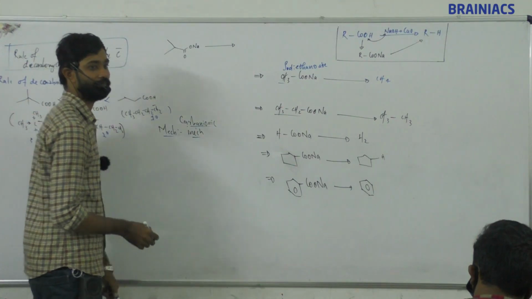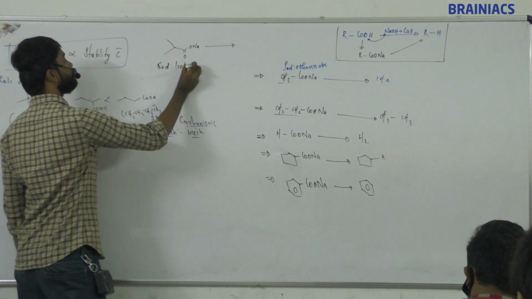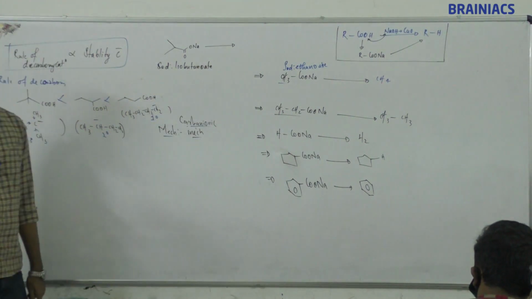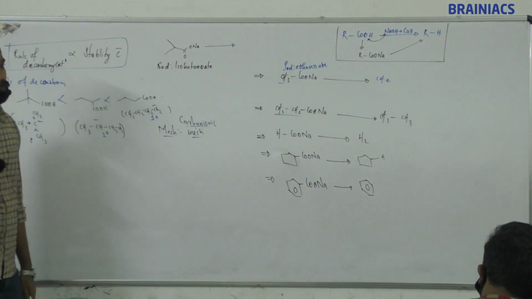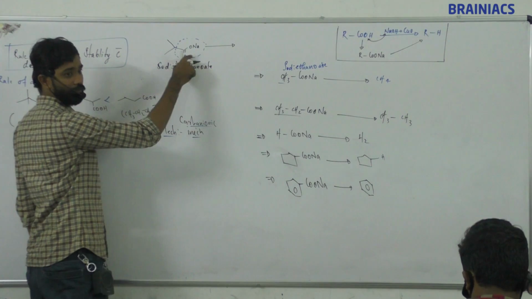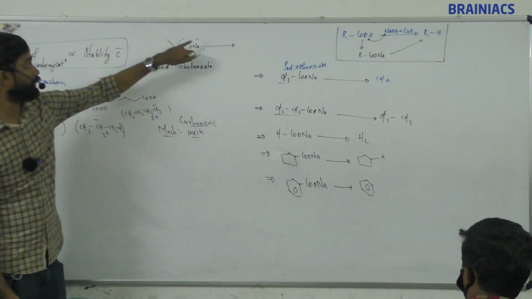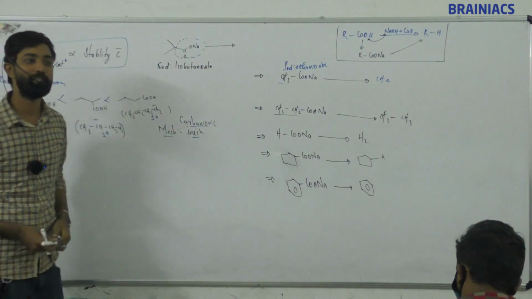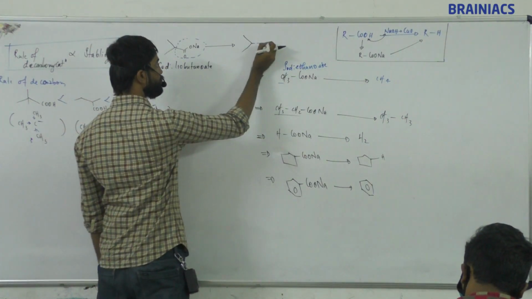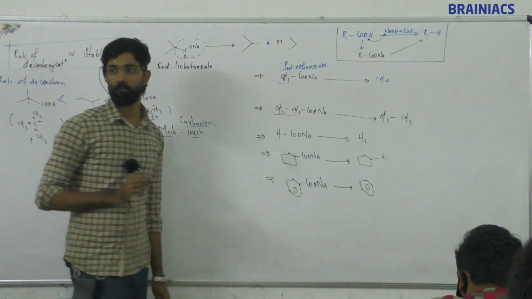Next. So this is sodium isobutanoate, or sodium isobutyrate. Here is the COONa, right? CH3, CH, CH3, the rest is COONa. But COONa is replaced by hydrogen. So it becomes propane. Here there will be a hydrogen, right? Agreed. So this becomes propane.